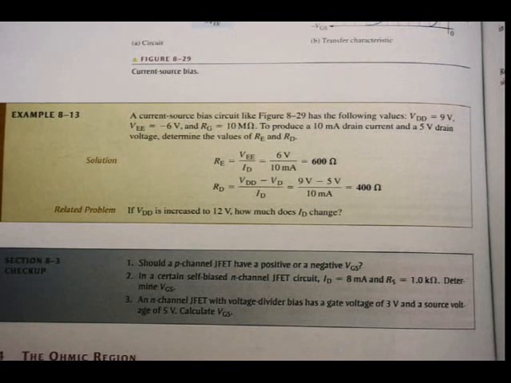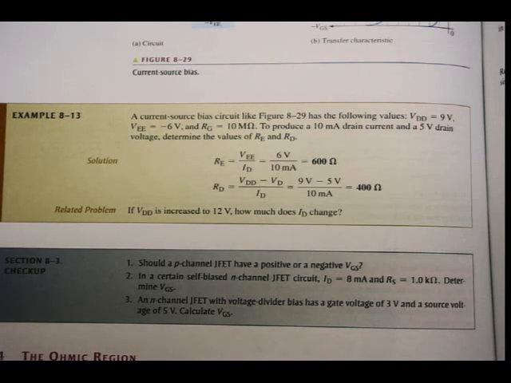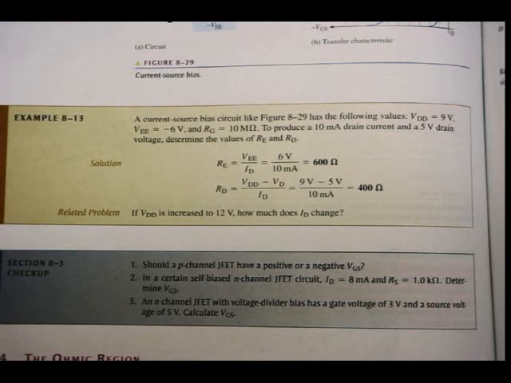RE is equal to VEE over ID, a value of 600 ohms. RD is VDD minus VD over ID, a value of 400 ohms. Alright, so those are the three biasing methods that we will discuss for the JFET: the self-bias, the voltage divider bias, and the constant current source biasing.